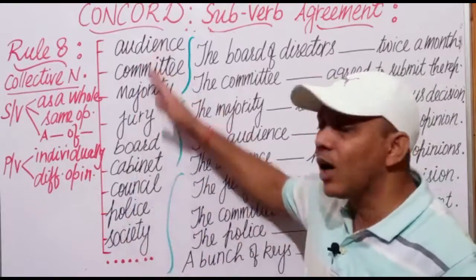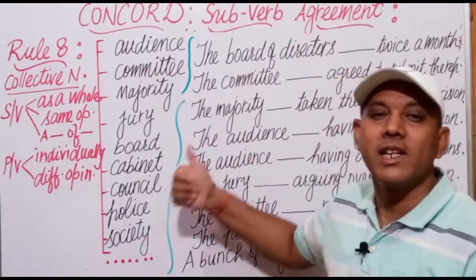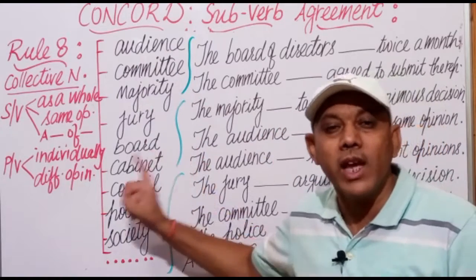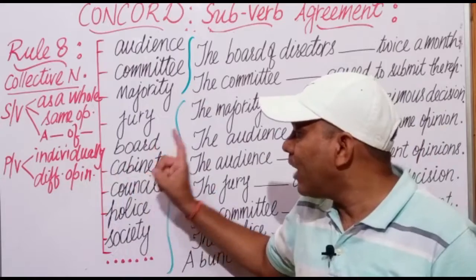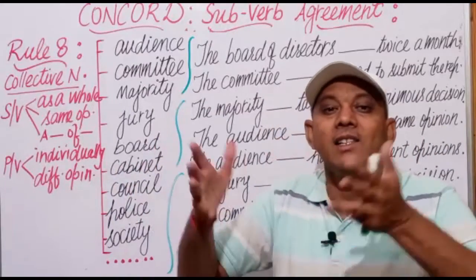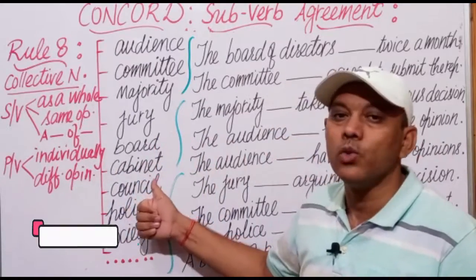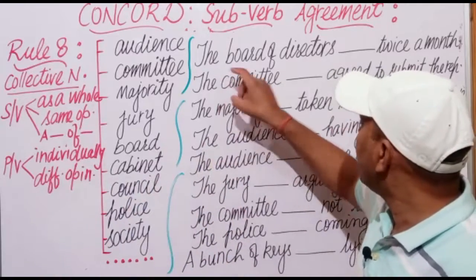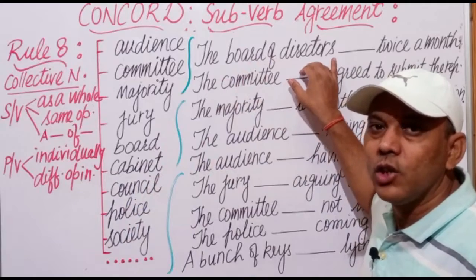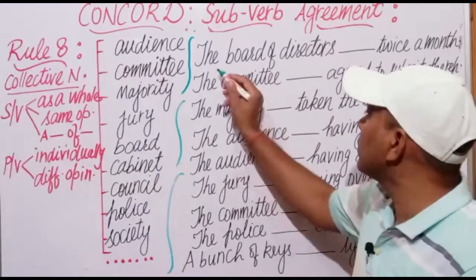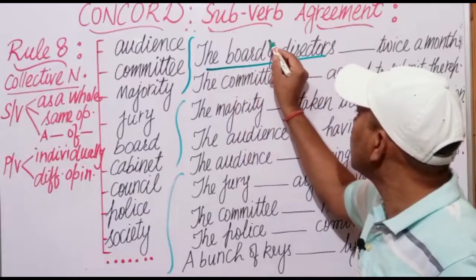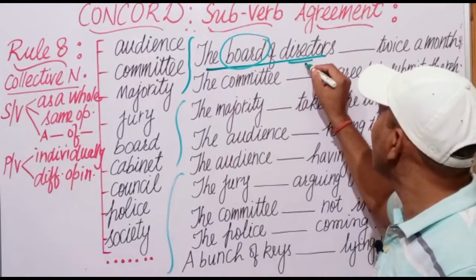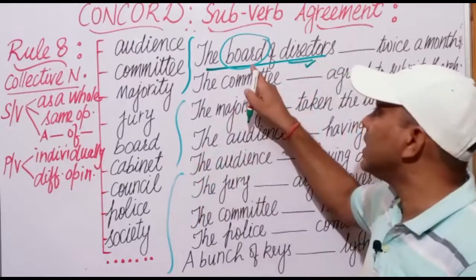If they are used as a whole, having the same opinion, we shall use a singular verb after them. But if they are used as individuals, having different opinions, then we shall use plural verbs after them. For example, the board of directors. Here this is the true subject, board, and directors are the members of this board.